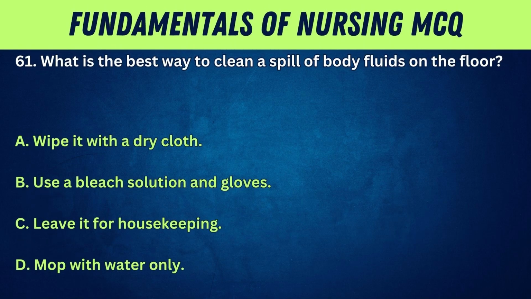61. What is the best way to clean a spill of body fluids on the floor? A. Wipe it with a dry cloth. B. Use a bleach solution and gloves. C. Leave it for housekeeping. D. Mop with water only.